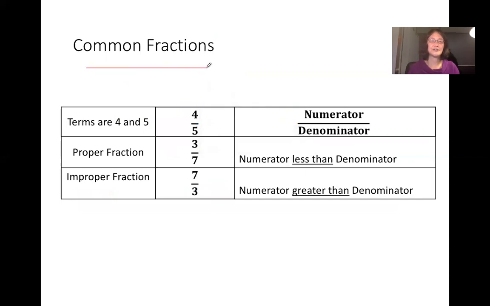Okay, we know in a fraction, the number on top we call the numerator. The number on the bottom we call the denominator. If the numerator 3 is smaller than the denominator 7, we call this fraction a proper fraction. If the numerator 7 is greater than the denominator 3, it is an improper fraction.